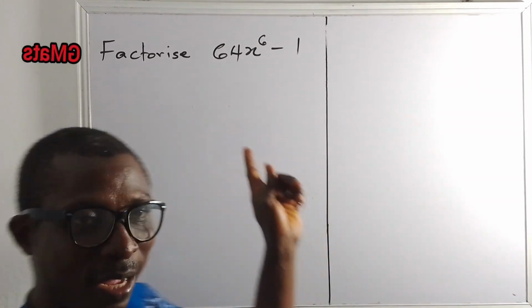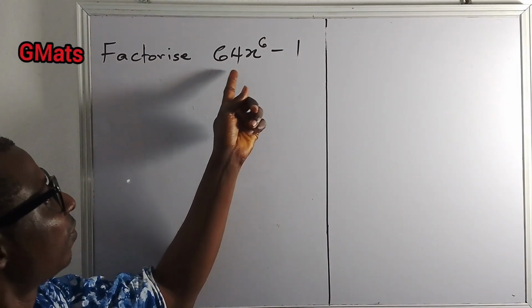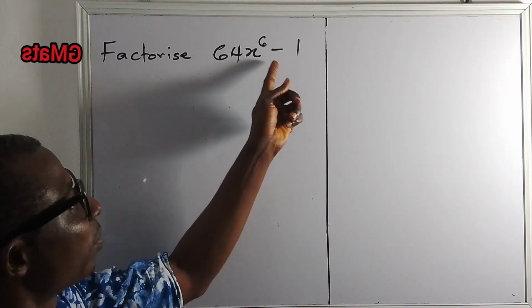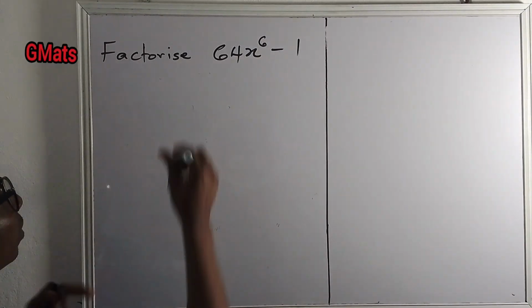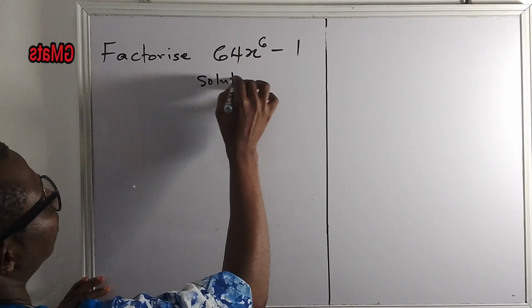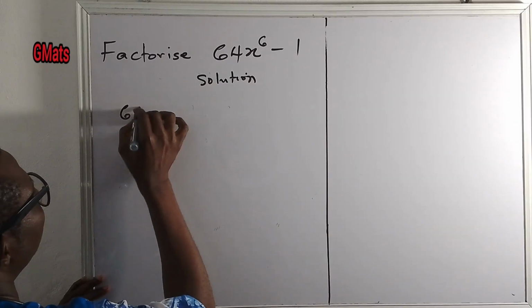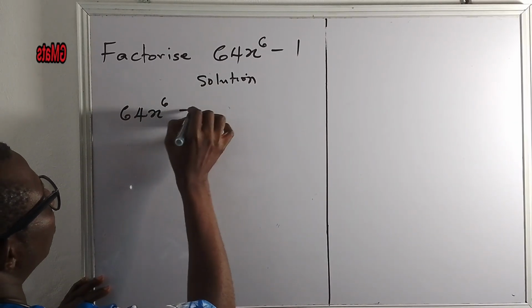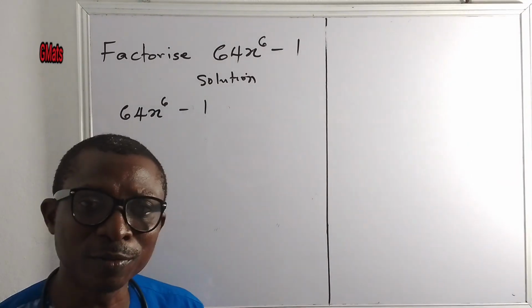Hi, now let's look at this problem. Factorize 64x raised to the power of 6 minus 1. Solution: 64x raised to the power of 6 minus 1. So how do you solve this problem?